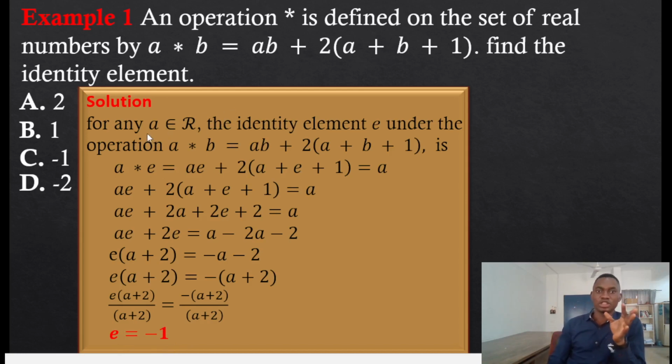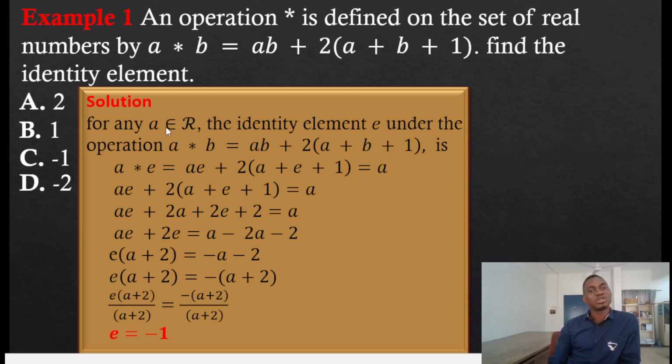It means in this set of real numbers, given this operation, any other member of this set will act on minus 1 based on this operation, A star B equals AB plus 2 into A plus B plus 1, to return the same element. I don't know if you got what I just said.